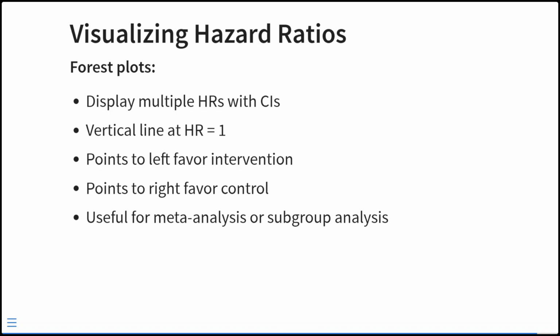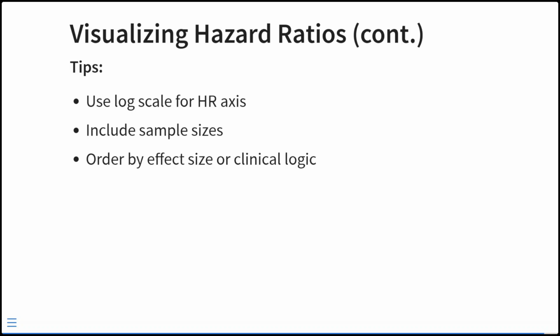So visualizing hazard ratio, we have the forest plot. It displays multiple HRs with confidence intervals. The vertical line at HR equals 1, and the points to the left favor intervention, points to the right favor control, usually useful for meta-analysis or subgroup analysis. So the tips: use a log scale for the HR axis, include your sample sizes, and also try to order your effects by effect size or clinical logic.